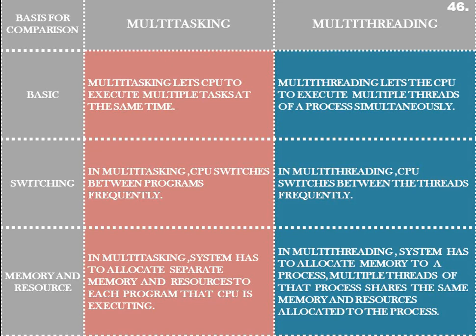In multitasking, the system has to allocate separate memory and resources to each program or each process that the CPU is executing, while in multi-threading, the threads can share the memory space or memory address between them. We can say that the system has to allocate memory to a process. Multiple threads of that process share that same memory space of that process among them.